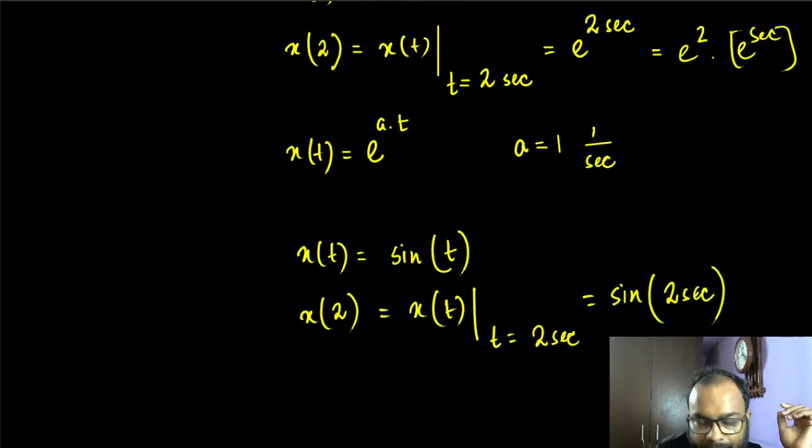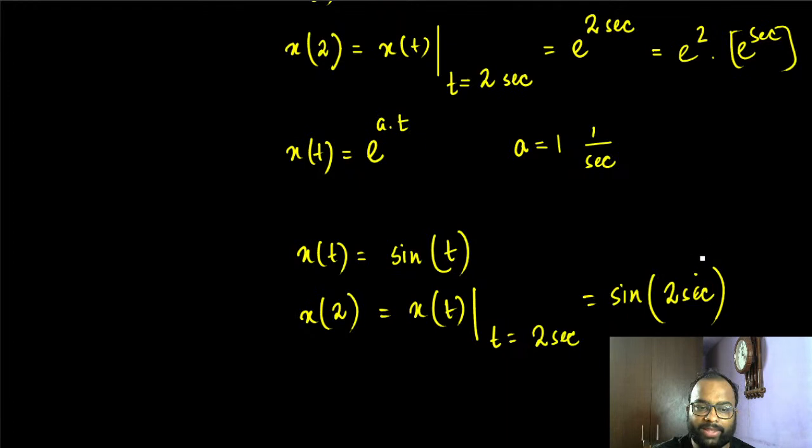Because if you did, then you have a complete mess. You don't know how to calculate sine of 2 seconds. You know how to calculate sine of 2 radians, or 2 degrees, for example, if you are weird. You know how to calculate sine of 2 radians, but not sine of 2 seconds. Do you understand what I'm saying?